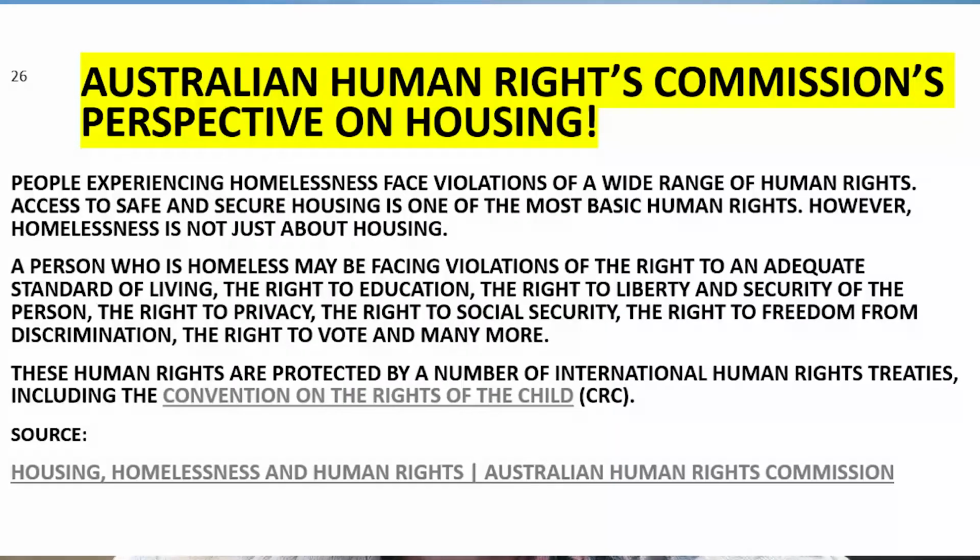So we've got the Australian Human Rights Commission. Let's have a look at what their relationship with housing is. They're saying that people who experience homelessness face violations of a wide range of human rights. So it's a basic human right. Homelessness is not just about housing. They may be at risk of not accessing a standard of living, obviously, but also education, security, privacy, social security, and they may even be discriminated against. And we also have the International Convention on the Rights of the Child that we are signatory to in Australia, so that protects the rights of children.